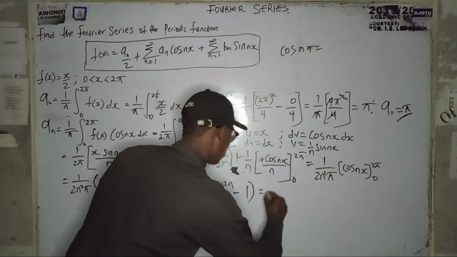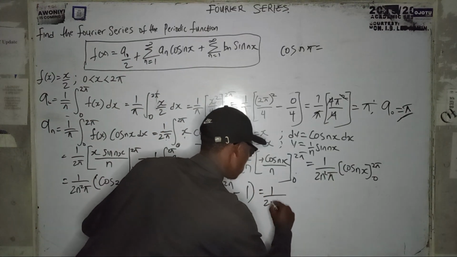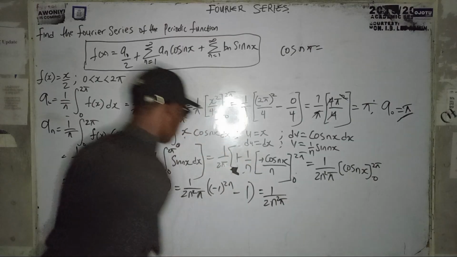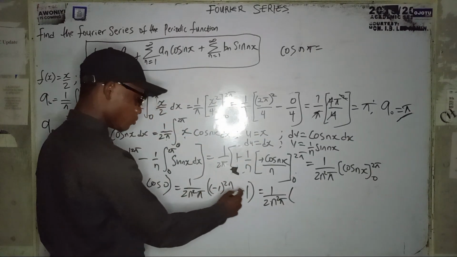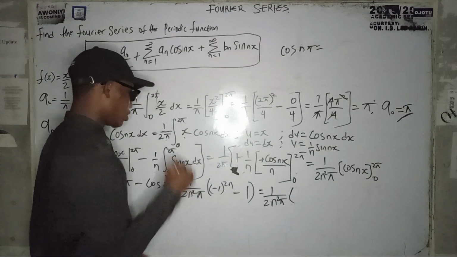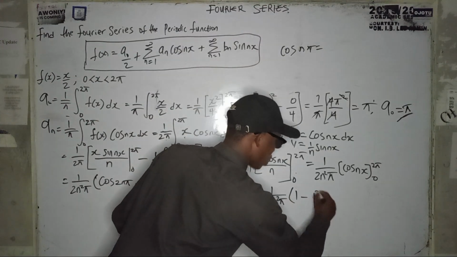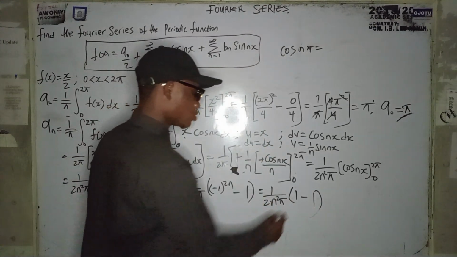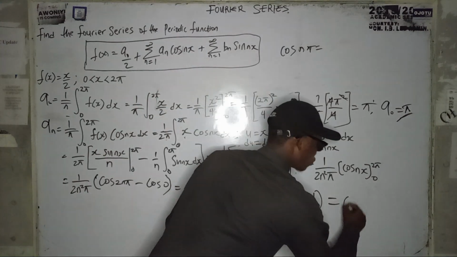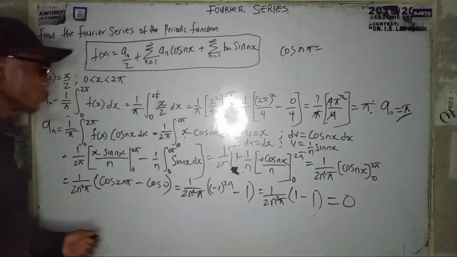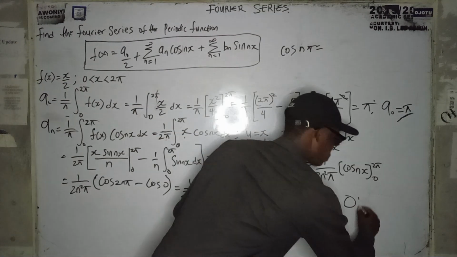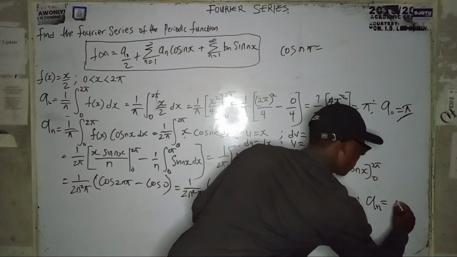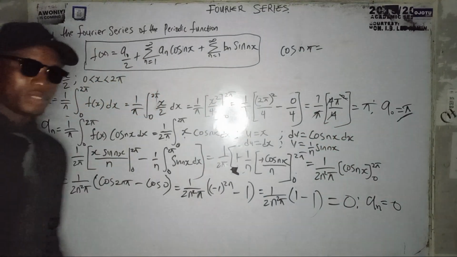So therefore, this will be equal to 1 over 2n squared pi into brackets minus 1 raised to an even number is 1, minus 1. And 1 minus 1 is equal to 0. 0 times everything will give us 0. Therefore, the value of an is equal to 0.